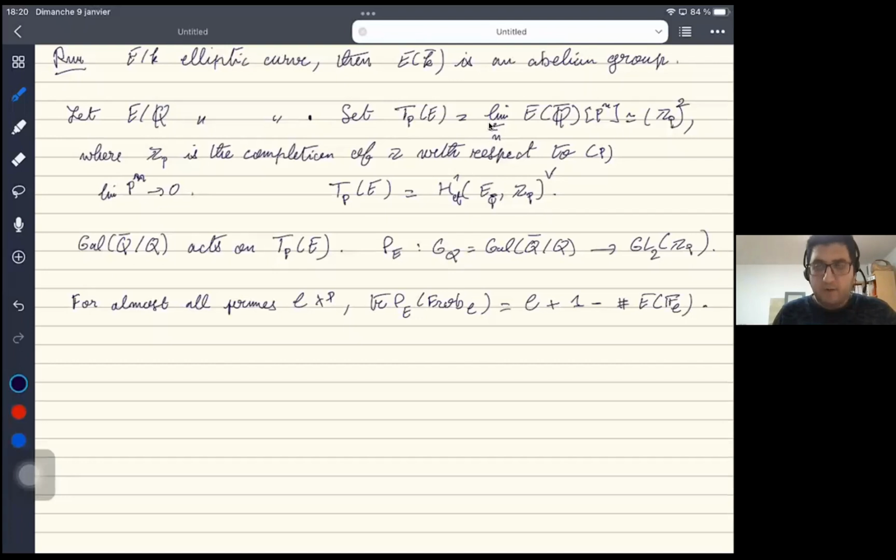So you can see that this Galois representation has nice properties at almost all the primes. It's unramified, and the trace is related to the reduction of the elliptic curve mod L. But at p, the properties are more complicated. It's what we call ramified or semi-stable or stuff like this. I will not explain them. Now I will discuss what a modular form is and the relation with elliptic curves.